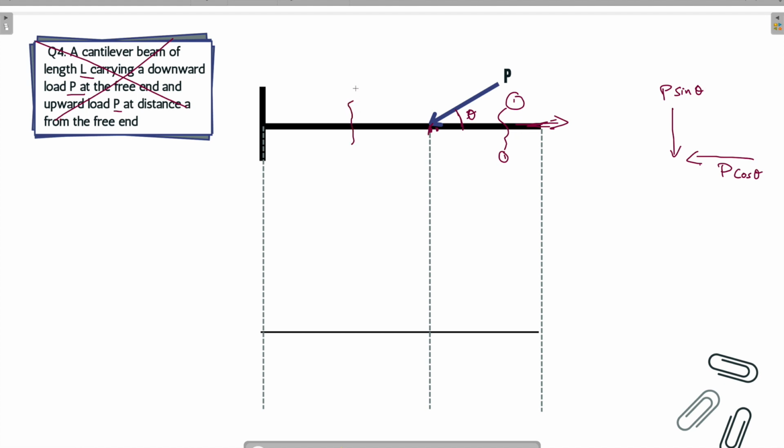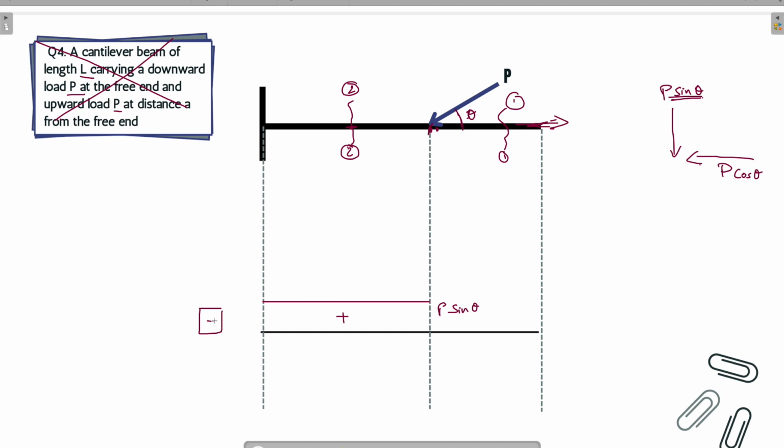Now if you cut a section 2-2 over here, and if you see carefully, this P sine theta is trying to rotate the beam in the clockwise direction at section 2. So what will be the shear force diagram over here? The shear force diagram will be constant, as there is no loading between the load and the fixed end of the beam. What will be its magnitude? Its magnitude will be P sine theta, and I'll write what sign convention I have followed.